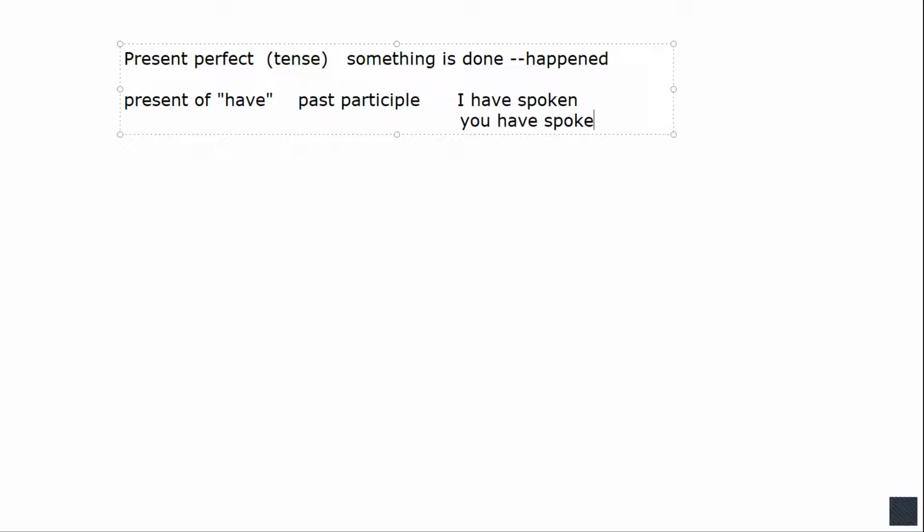You have spoken. Okay. Or let's make it a little more concrete. Let's say traveled. I have traveled. You have traveled. Okay. And have traveled is what we call present perfect because we're using have and a past participle, which often means ed, but may take some weird irregular structures in English as well.